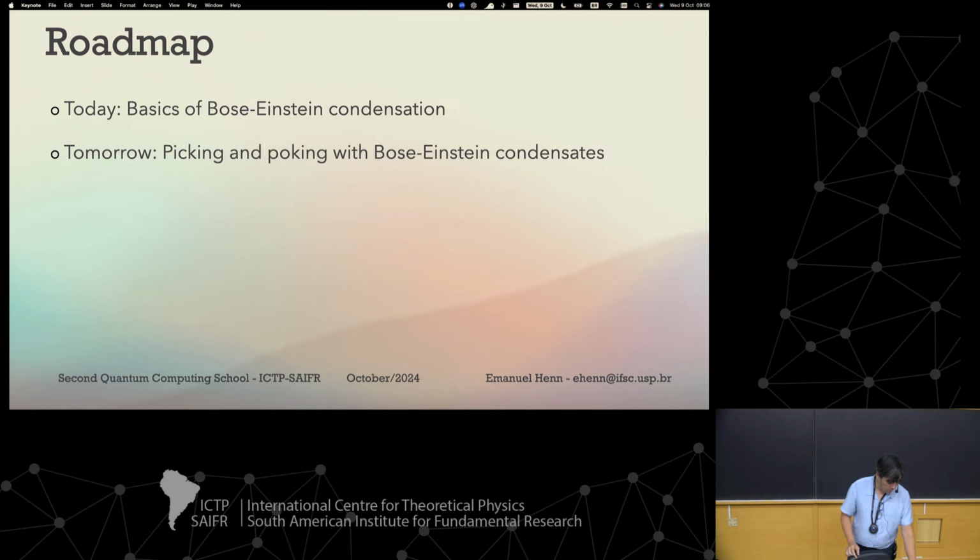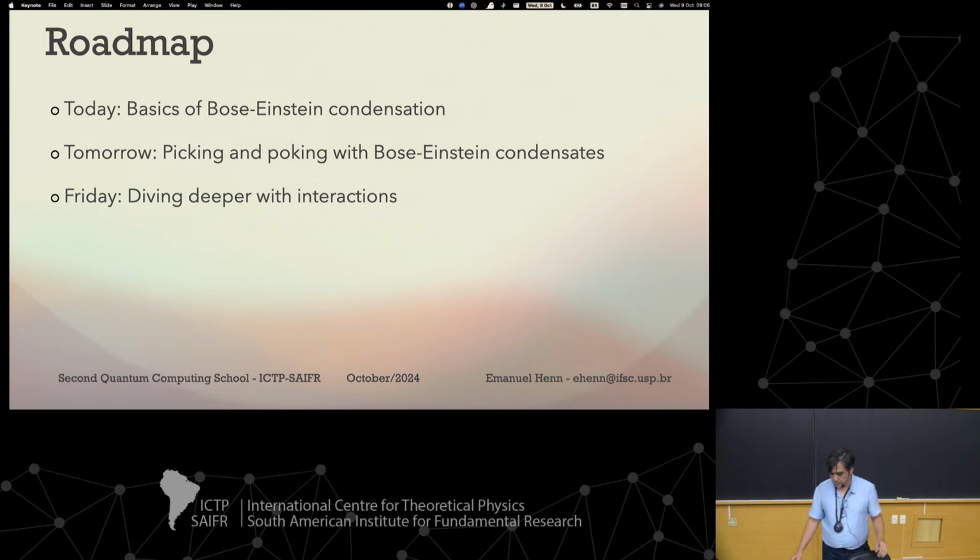So tomorrow we start playing with Bose-Einstein condensates, and it's a kind of overview of the field. And on Friday we dive deeper with interactions. Okay, so this is my roadmap.